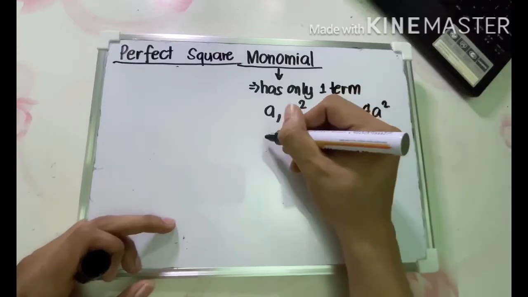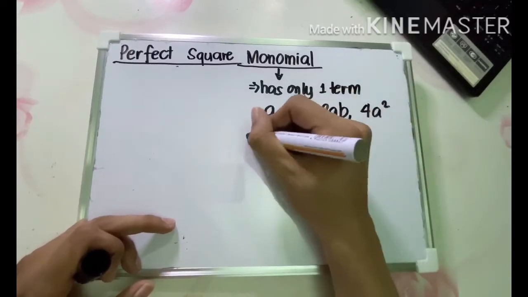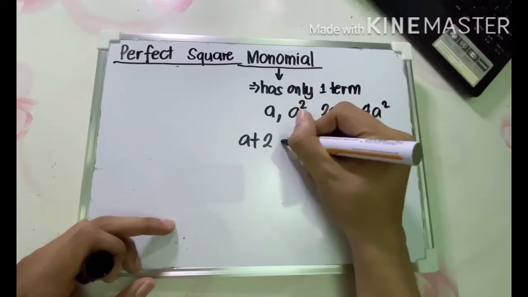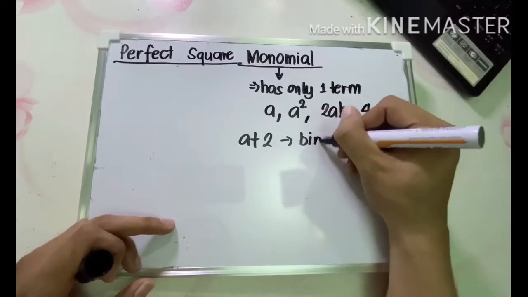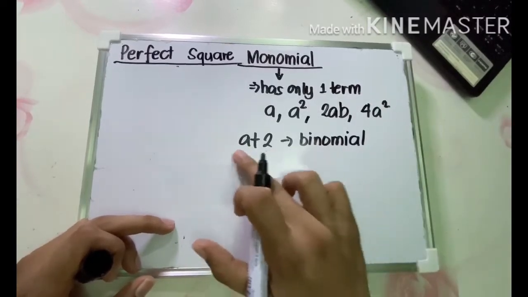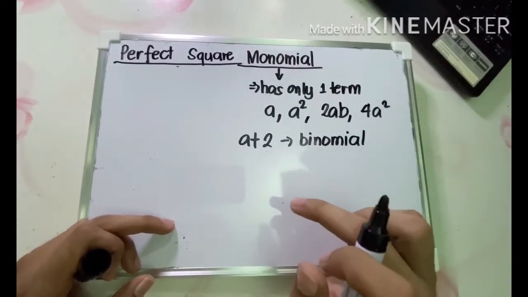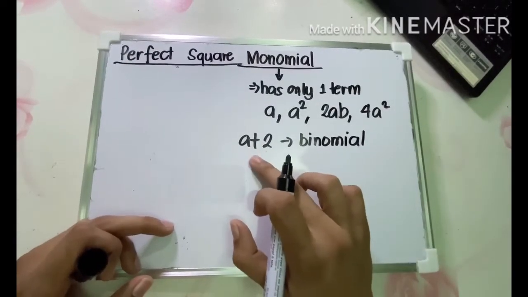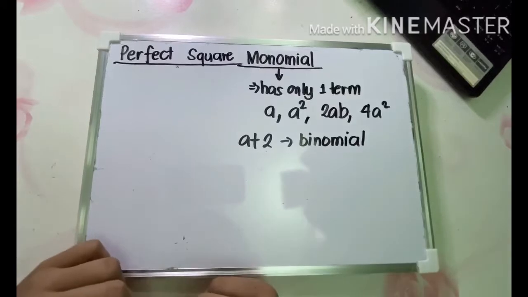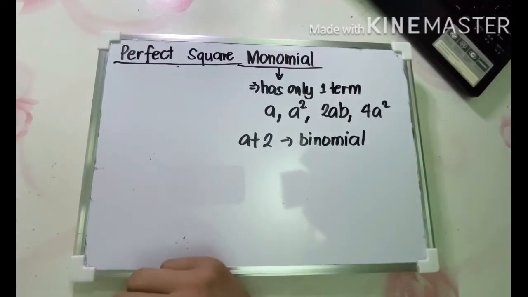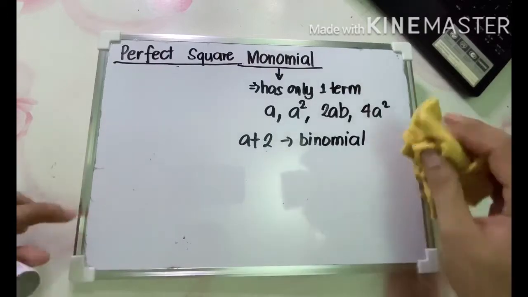Okay, so if I write a plus 2, this time this is not a monomial, so it is called a binomial because the two terms or the two monomials are separated by an operation which is addition, or plus. Right? So when can we say that a monomial is a perfect square?